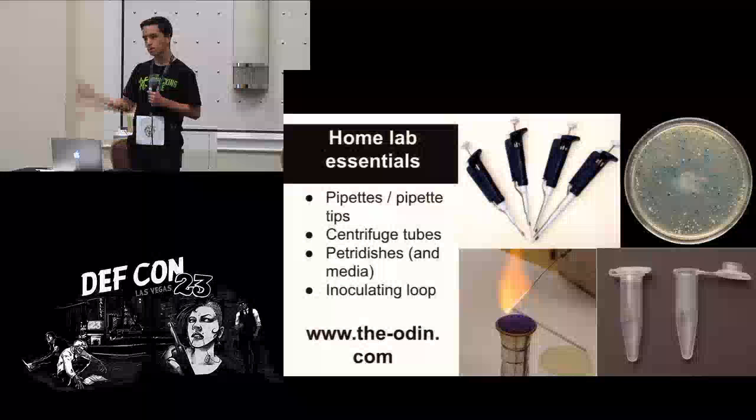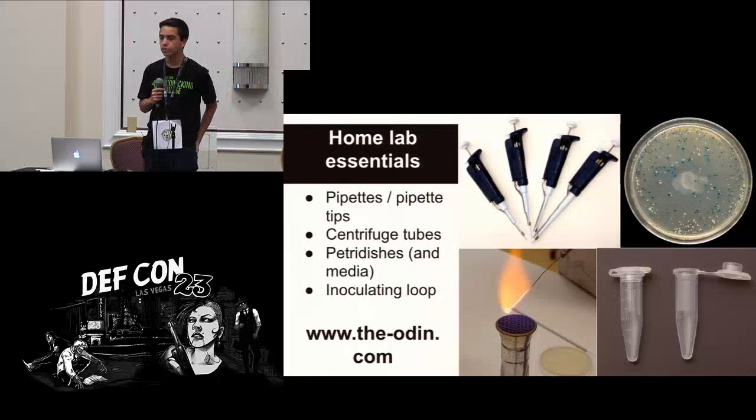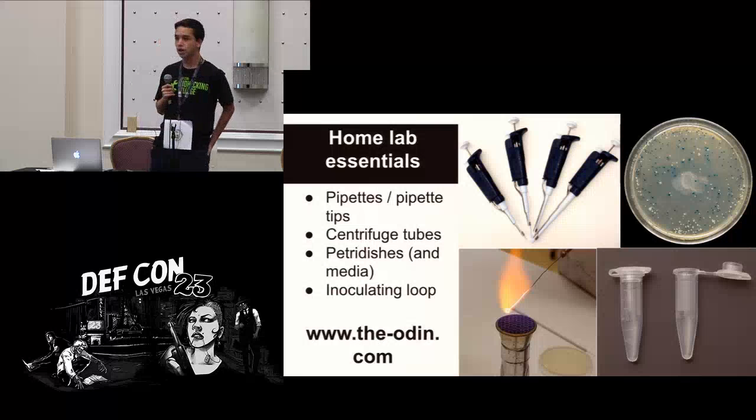It's sort of like a keyboard to use, because everything happens in liquid. You also need centrifuge tubes. These are just general things. Petri dishes to grow things on. Inoculating loops to inoculate bacteria with.